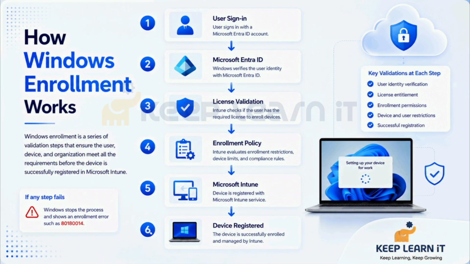To understand where this error occurs, let's first review the enrollment process. A user signs in with a Microsoft Entra ID account. Windows verifies the identity, checks whether the user is allowed to enroll devices, validates the Intune license, evaluates enrollment restrictions, and finally registers the device with Microsoft Intune. If any of these validation steps fail, Windows stops the process and displays an enrollment error such as 801-80014.